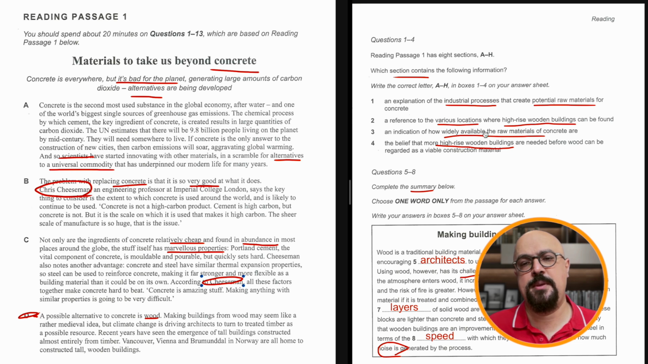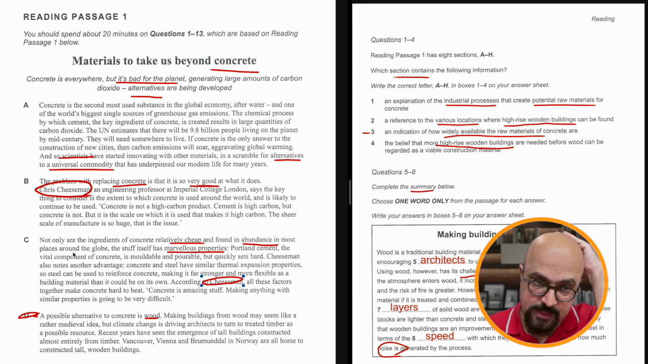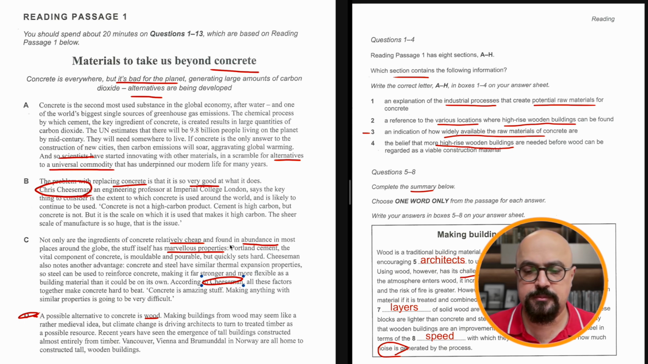Concrete being abundant. Where is that? How widely available this is. Number 3, how widely available it is. It's abundant. Where was that? I think it was in the first paragraph. Oh, cheap and abundance. Don't you think? It's cheap and found in abundance in most places around the world. So I would say that for number 3, for now, I would choose C.